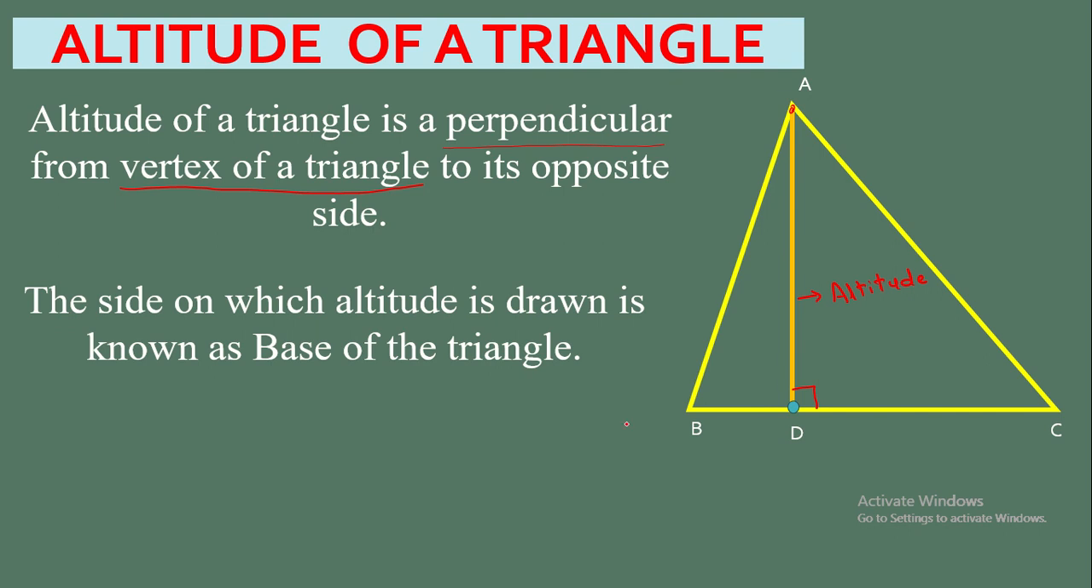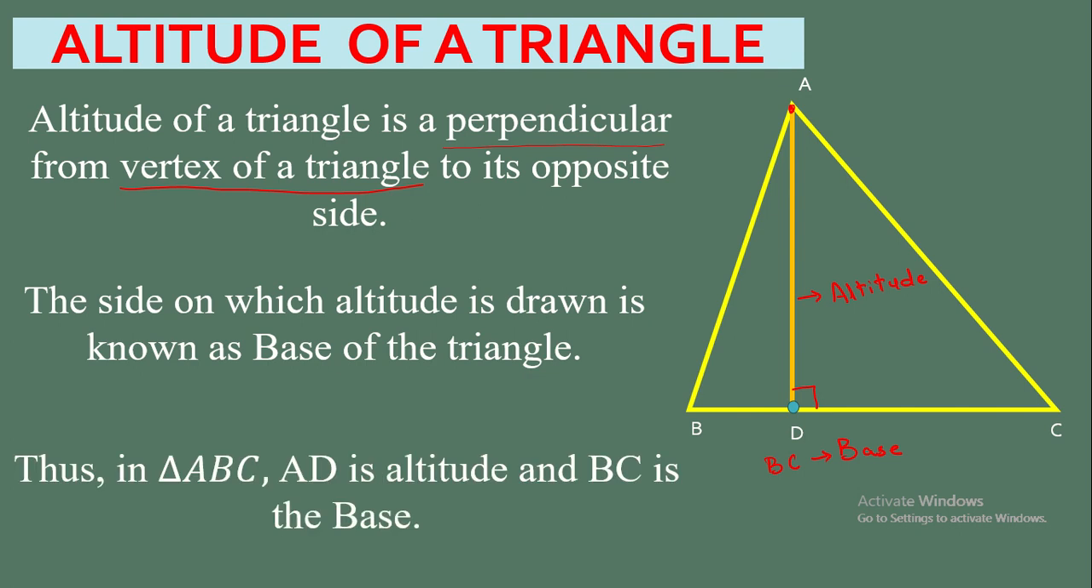Then the side on which the altitude is drawn is known as the base of the triangle. So here BC becomes the base of the triangle. So the altitude is simply a perpendicular drawn from a vertex of a triangle to its opposite side, and the side on which the altitude is drawn is known as the base of the triangle. Thus, in this triangle ABC, AD is the altitude and BC is the base.